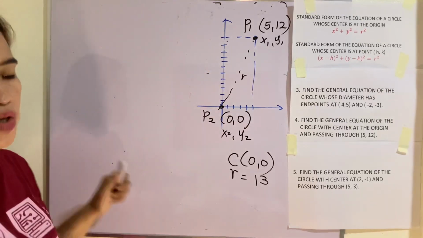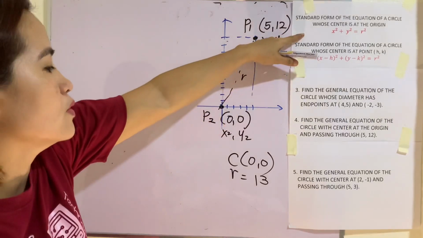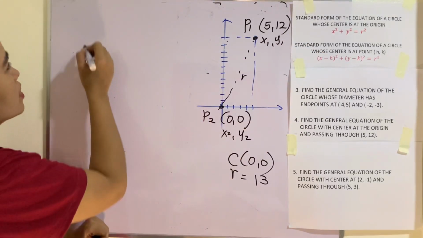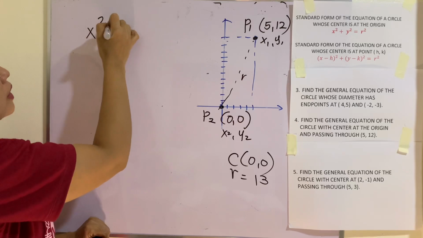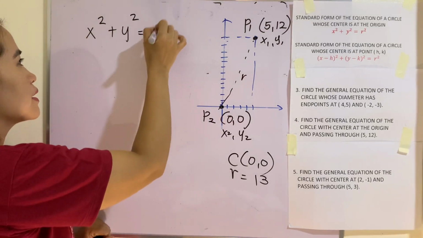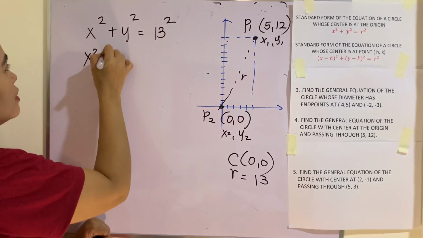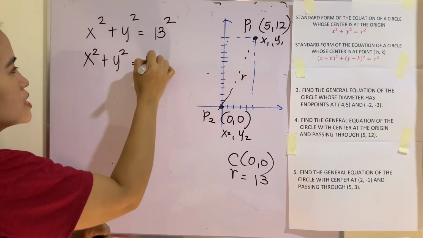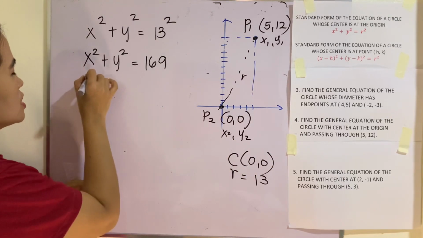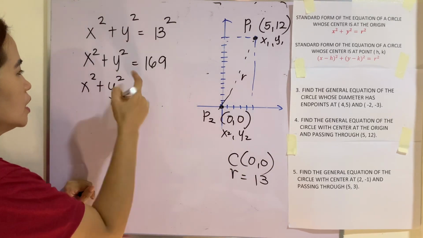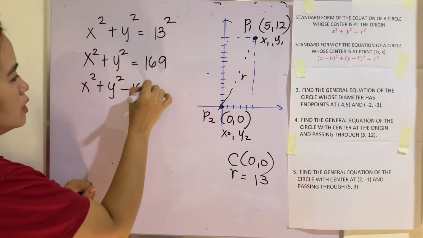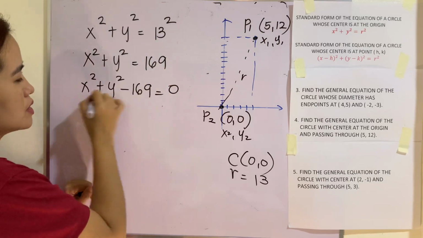To find the equation of that circle, we will be using, of course, the first formula, since our center is at the origin. So this is x squared plus y squared is equal to 13 squared. So x squared plus y squared is equal to 169. Getting the general equation, when we say general equation, 0 will be left on this side. So this is x squared plus y squared minus 169 is equal to 0. So this is the general.